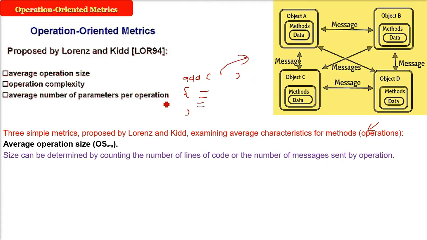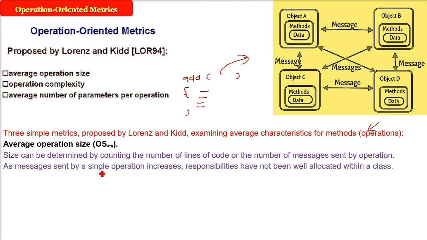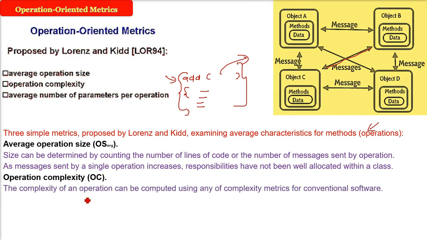How do we send the message and get the message? Through the function interface, that is the input parameter and the output parameter. So as messages sent by a single operation increase, the responsibility is not being properly allocated within the class. There is only one function doing a lot of work, while the other functions are not doing that much work. Operation complexity, OC.